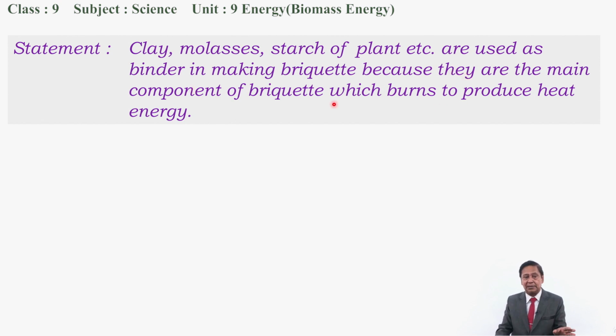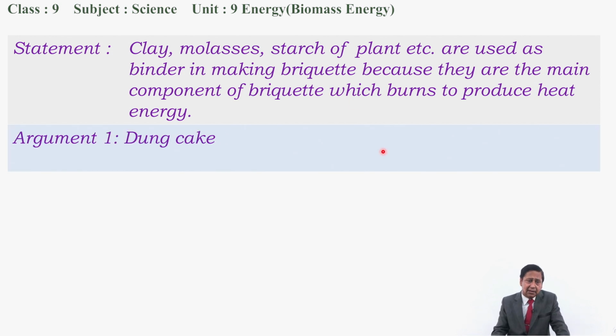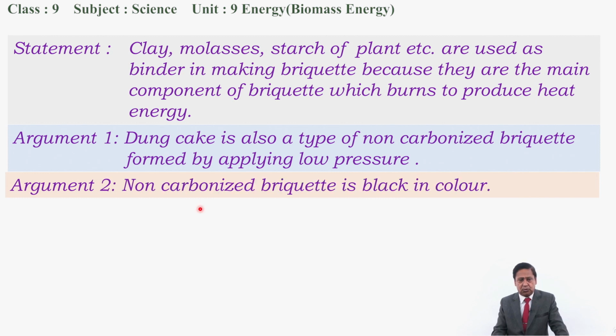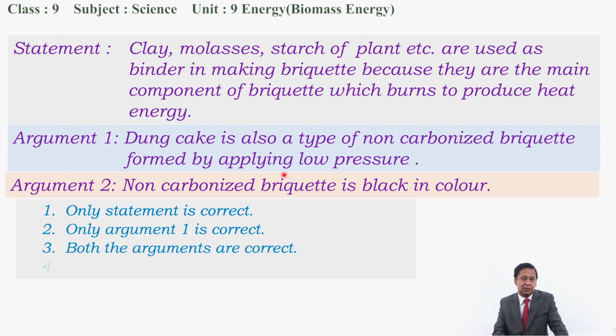Clay, molasses, starch of plant, etc. are used as binder in making briquette because they are the main component of briquette which burns to produce heat energy. What do you think? Is this statement correct? Think about this. Now next, argument 1. Dung cake is also a type of non-carbonized briquette formed by applying low pressure. Is it correct? Think about this. And argument 2. Non-carbonized briquette is black in color. Looking at all these statements and arguments, we have to select one of the options from these four. One of the options is correct. Now let's find the correct option.